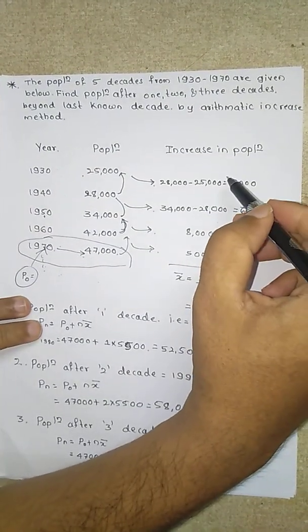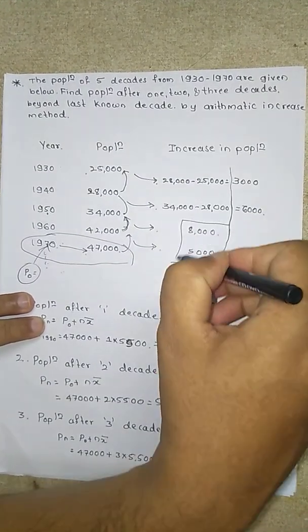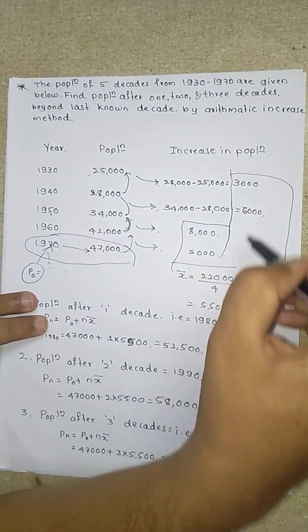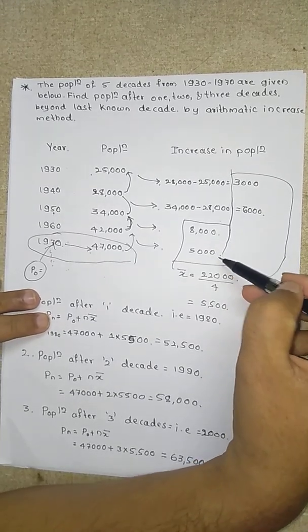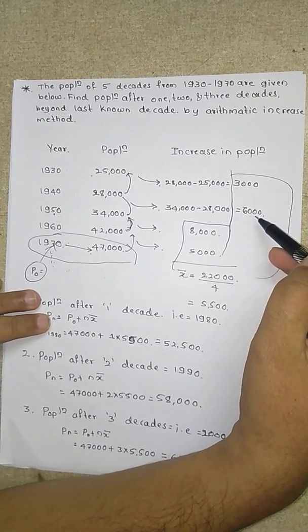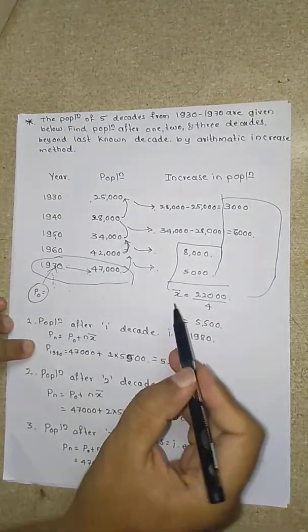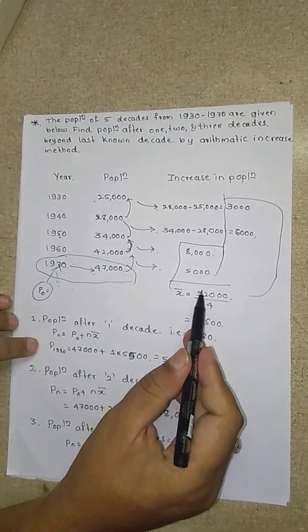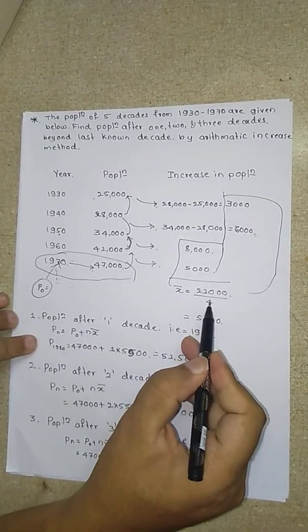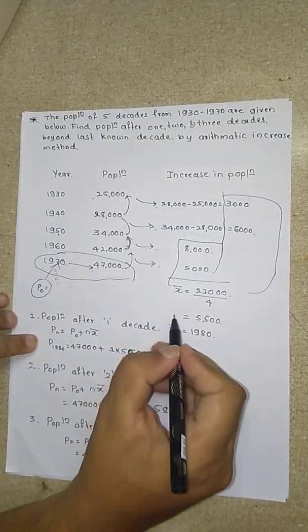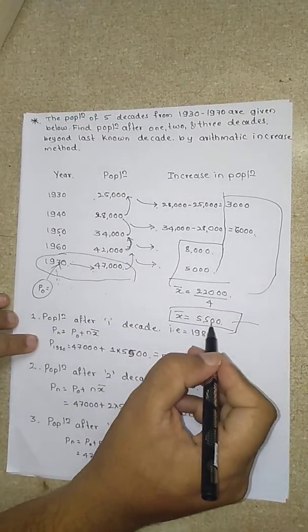Now what is X bar? It is the average of the increase in population. We need to add all these increases: 3,000, 6,000, 8,000 and 5,000. 8 and 5 is 13, 13 and 6 is 19, plus 3 is 22,000. Now, how many increases in population have we found? 1, 2, 3, 4. So we divide by 4. X bar is the average increase in population.